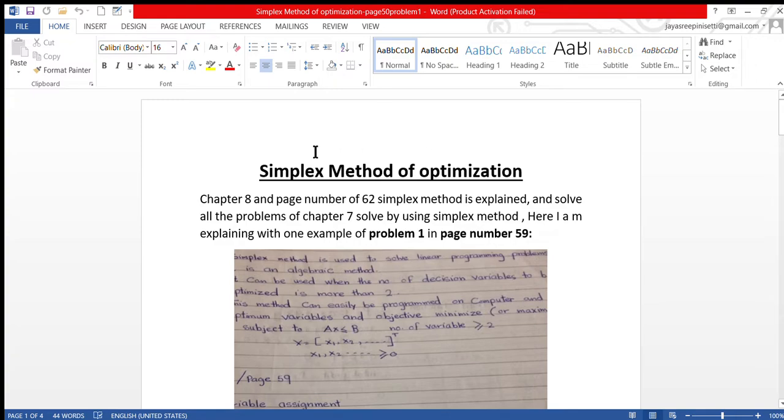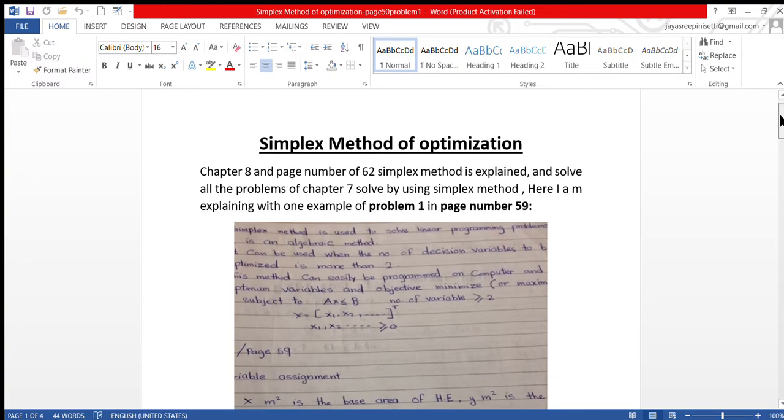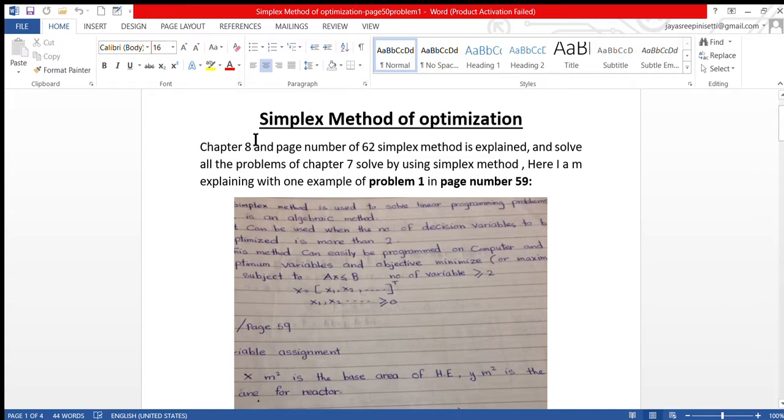Now we're going to look into the simplex method of optimization. I have already uploaded its material and some of the problems, a video. But let us solve another example, and I'm going to upload this video and these notes for you. Just look into it. This is chapter 8, page number 62, where the simplex method is explained. I have already uploaded it to Blackboard before, and here I'm going to solve problem 1 on page number 59.